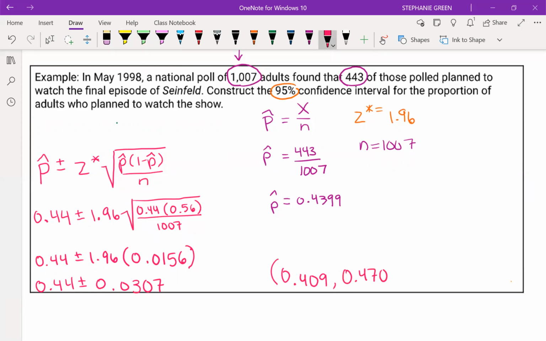So there we go. There's my 95% confidence interval for the proportion of adult Americans who plan to watch Seinfeld in May 1998. So again, with confidence intervals, that means that we are 95% confident here that the true population proportion for adult Americans who are going to watch the final episode of Seinfeld is within this interval. That's what we are saying here.